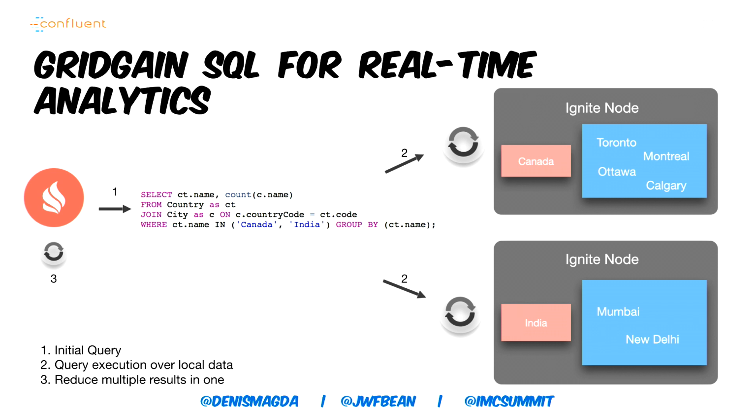If we have a query like this one, where we are trying to find a number of cities in countries like Canada and India, we don't need to do a broadcast. There is no data shuffle between two server nodes. The query arrives to both nodes, all of those nodes run this query locally, and then our application gets two result sets, merges them, and returns to our application layer.